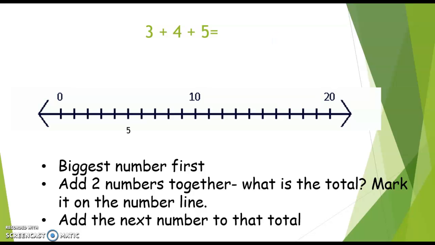We can start with, if we have 3 plus 4 plus 5, we start with the biggest number, so that is 5. Then we add the two numbers together. So let's add the next biggest number, which is going to be the 4. We've started at 5 on the number line. We're going to count 4: 1, 2, 3, 4. And if we're doing that from 5, 6, 7, 8, 9.